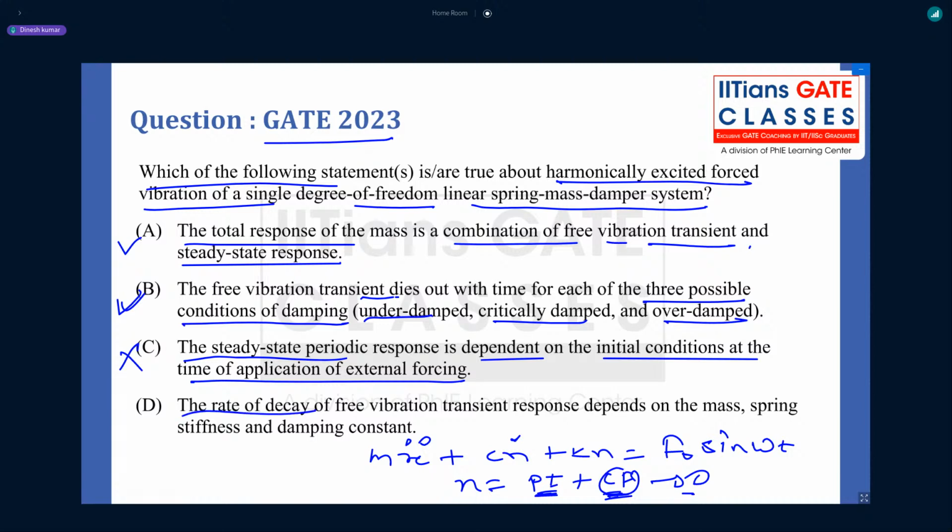The rate of decay of free vibration transient response depends on mass, spring stiffness, damping coefficient. Yes. What is the logarithmic decrement we have seen? Delta is 2 pi zeta over the square root of 1 minus zeta square. What is zeta? It is C by Cc, so C by 2 m omega n. So you can see it depends on mass, spring constant and damping constant, right? C is the damping constant or damping coefficient. So D is correct. So A, B, and D are the correct answers.